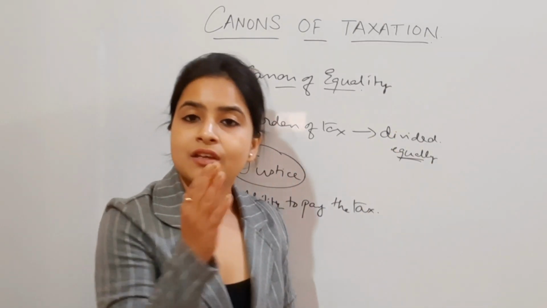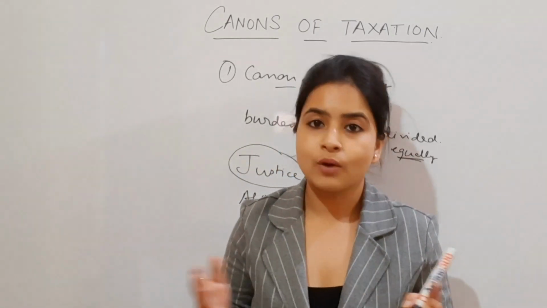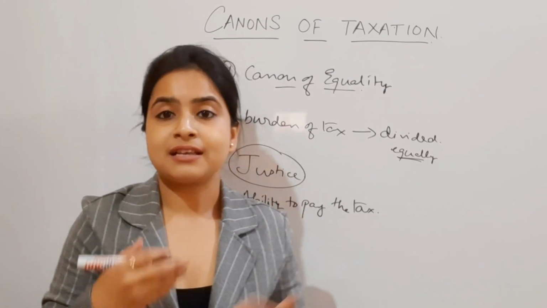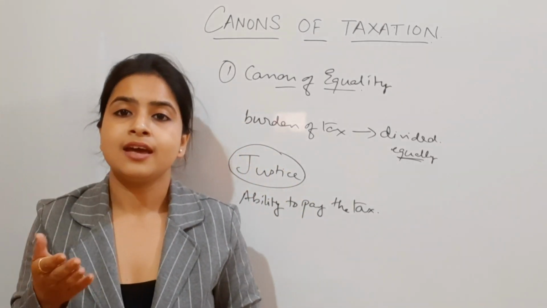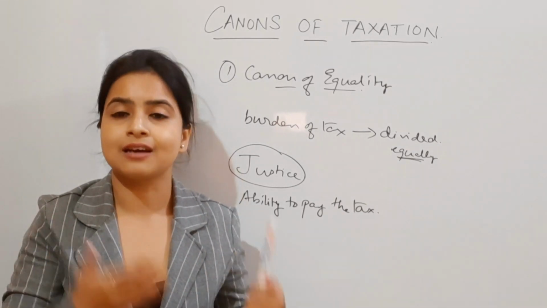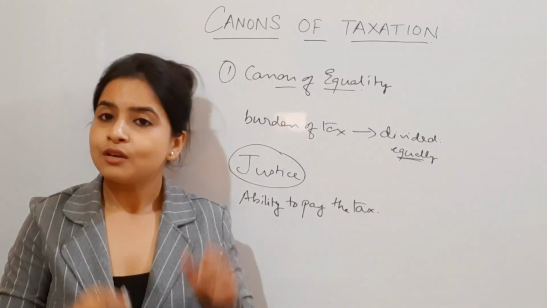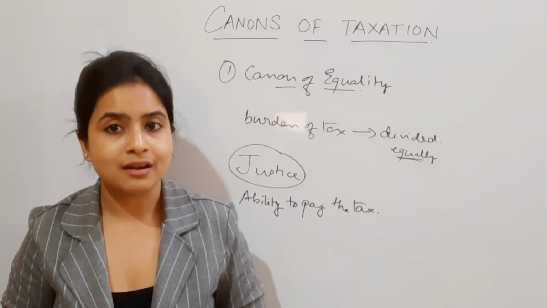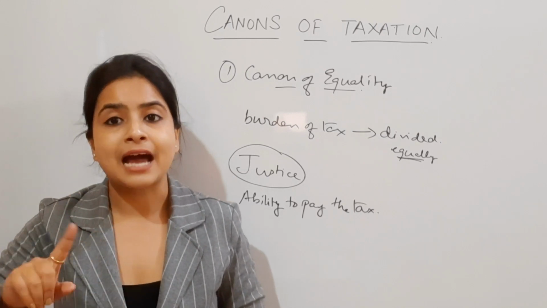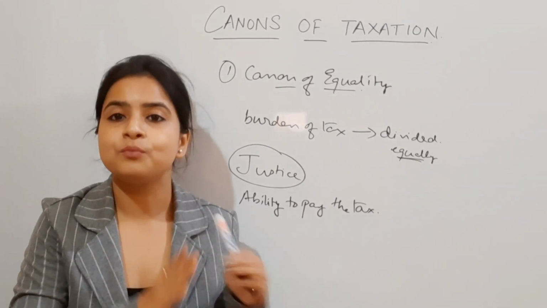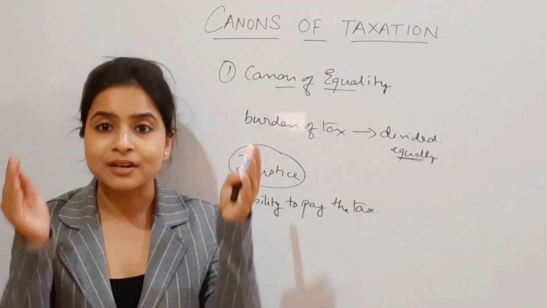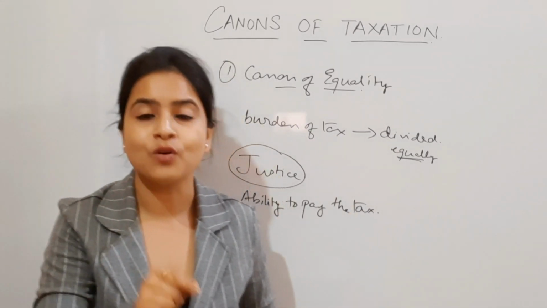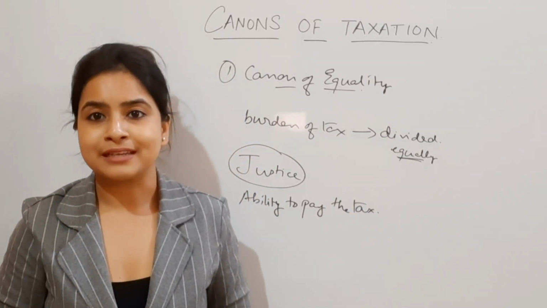For example, the rich people and the poor people. What can we say about this? The rich people mostly have more capacity, or they are more able to pay a higher amount of taxes as compared to the poor people. So this canon of equality will demand that the rich people be taxed higher as compared to the poor people, because that is how the burden will be divided equally, and that is how justice will be achieved, and that is how equality will be maintained.